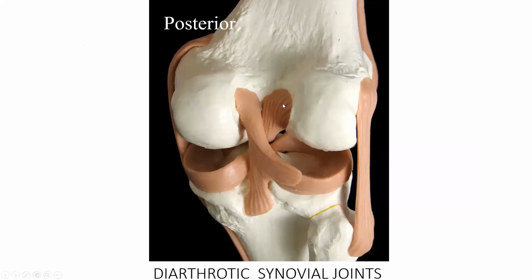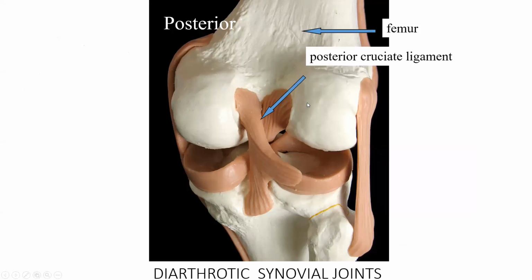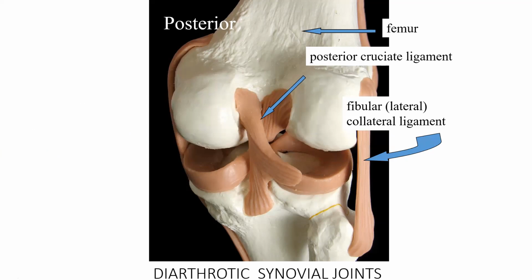Okay, there's our ACL and PCL. There's the femur. There is the PCL. The PCL always connects to the medial condyle of the femur and to the posterior surface of the tibia. The ACL, which is right underneath it here, always attaches to the lateral condyle of the femur and the anterior surface of the tibia. That's why it's called the posterior cruciate and the anterior cruciate, and they cross over there in the middle.